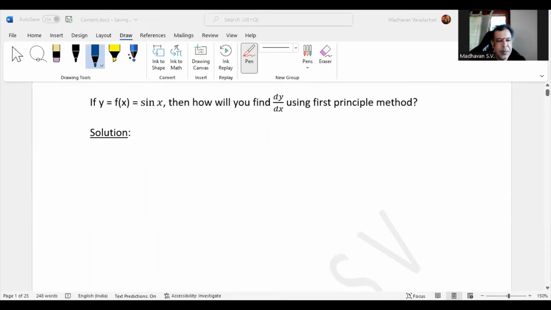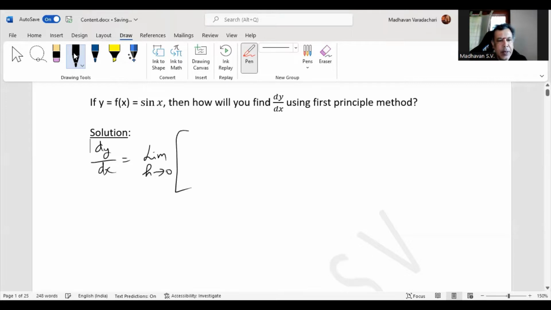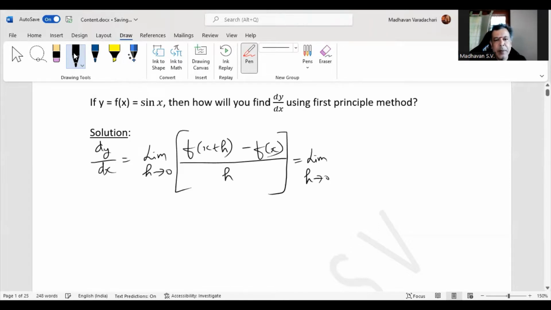Based on the first principle method, the derivative is defined as dy by dx equals limit h tends to 0 of f of x plus h minus f of x divided by h. So here f of x is sin x, so f of x plus h will become sin of x plus h, minus f of x, which is sin x, whole thing divided by h.